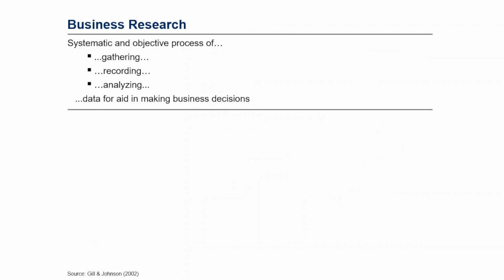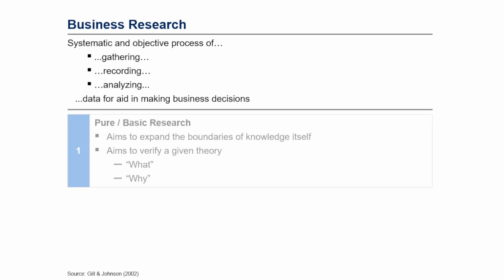Now, business research specifically is defined as the systematic and objective process of gathering, recording, and analyzing data for the aid of making decisions in business. And here we differentiate two types of business research. The first one is pure research or basic research, which basically is academic research aiming to expand the boundaries of knowledge itself. And it looks at verifying a given theory, so explaining the what is happening and why is it happening.